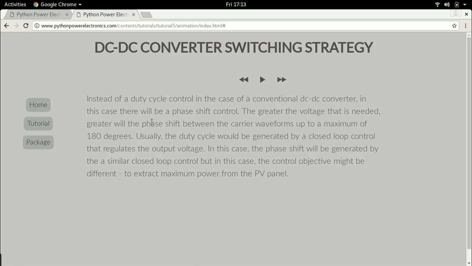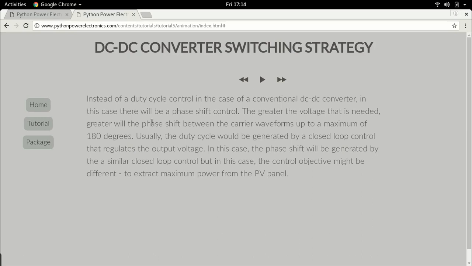So therefore, this is the conclusion. Usually we always use duty cycle control in any conventional DC converter. We have a carrier waveform, we have a duty cycle. We change the duty cycle by changing the modulation signal. But the problem is here. In this case, we want an AC voltage. Therefore, we cannot change the modulation signal. We always have to keep it 50%.